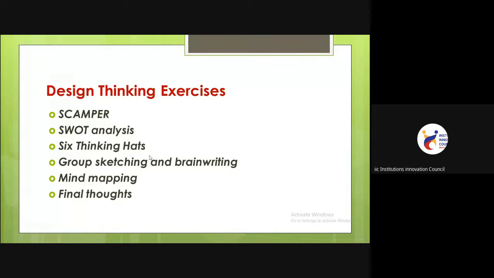So we have seen design thinking and innovation. Using design thinking, we can go for innovation. But when we talk about design thinking, how to improve or exercise it is the main thing. For that, we have some methods. The first one is SCAMPER, the next is SWOT analysis, then six thinking hacks, group sketching, brain writing, mind mapping, and final thoughts. These are some exercises which can be used to improve the design thinking of our mind.